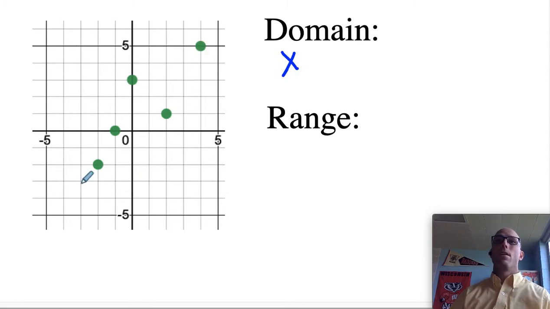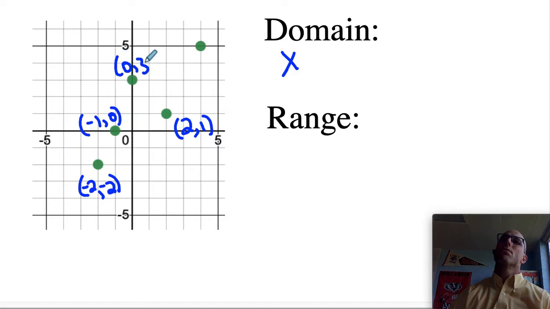You can do this in a variety of ways. You could just write down the coordinate pairs for every point, so I'll maybe do that. This point is -2, -2. This point is -1, 0. This point is 2, 1. This point is 0, 3. And then this last point over here looks like 4, 5.